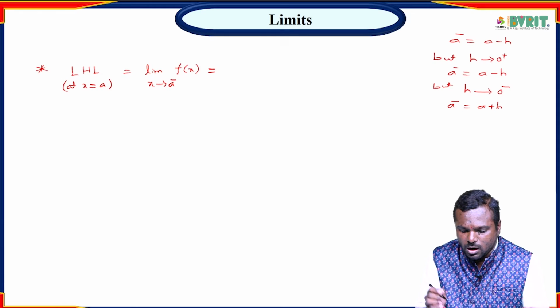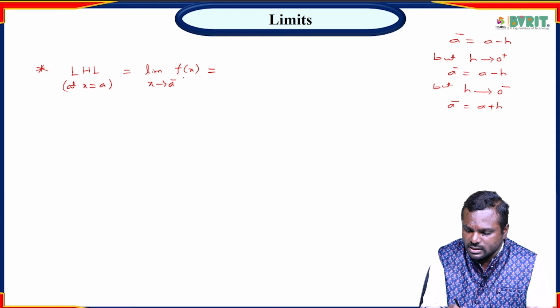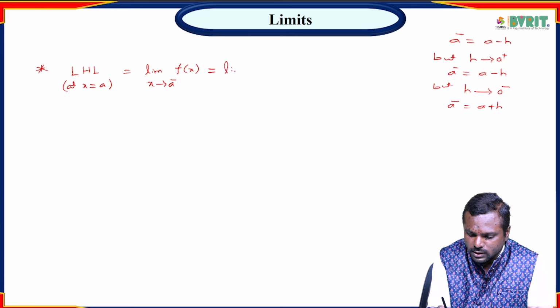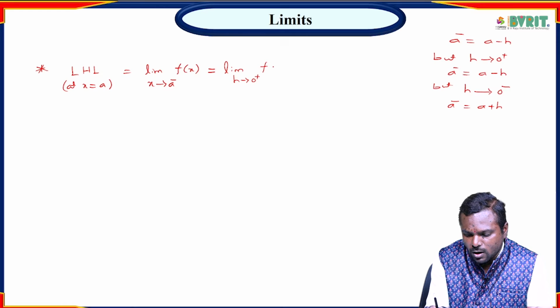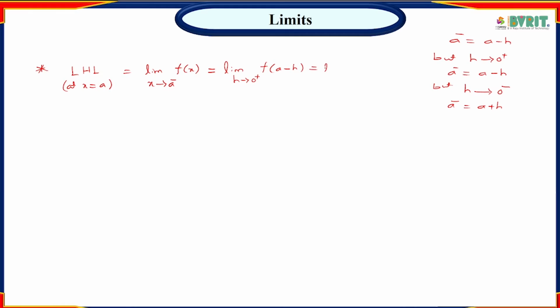Now limit x tends to a minus f of x is equal to limit h tends to 0 plus f of a minus h, which is equal to limit h tends to 0 minus f of a plus h. This is the left hand limit at x is equal to a.